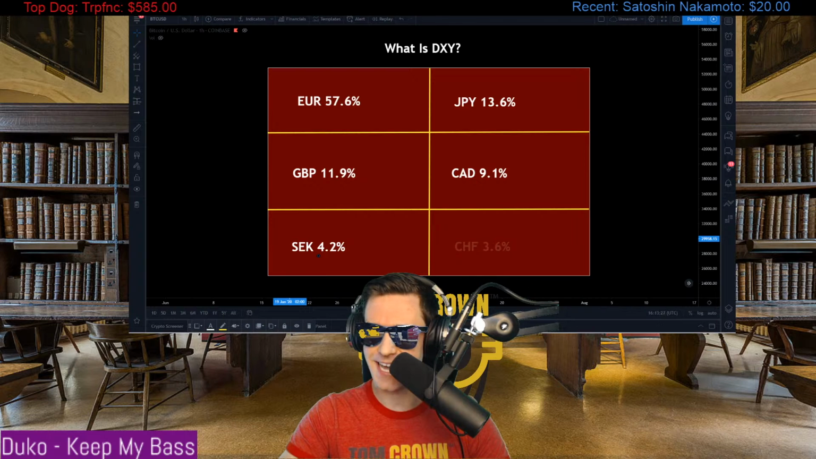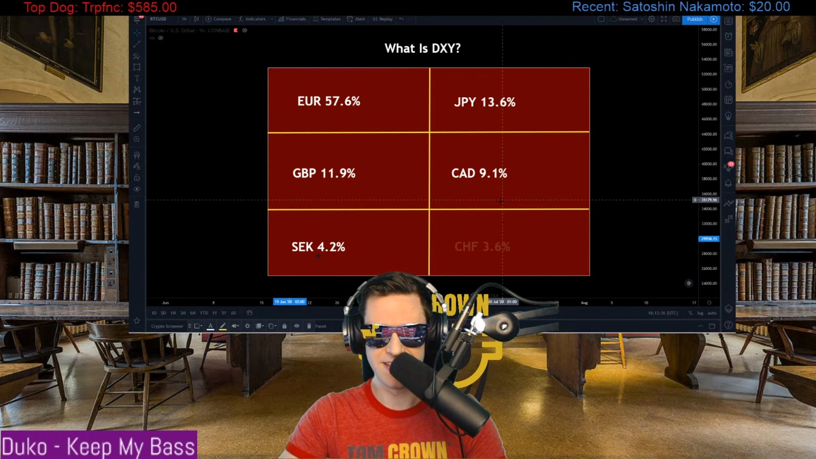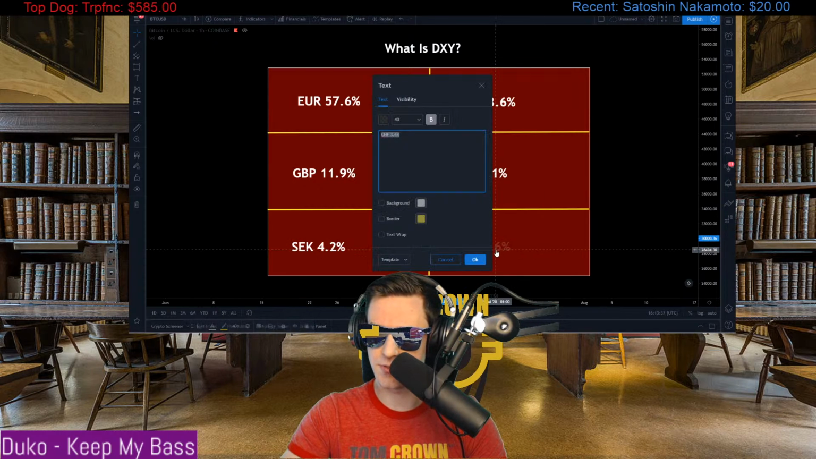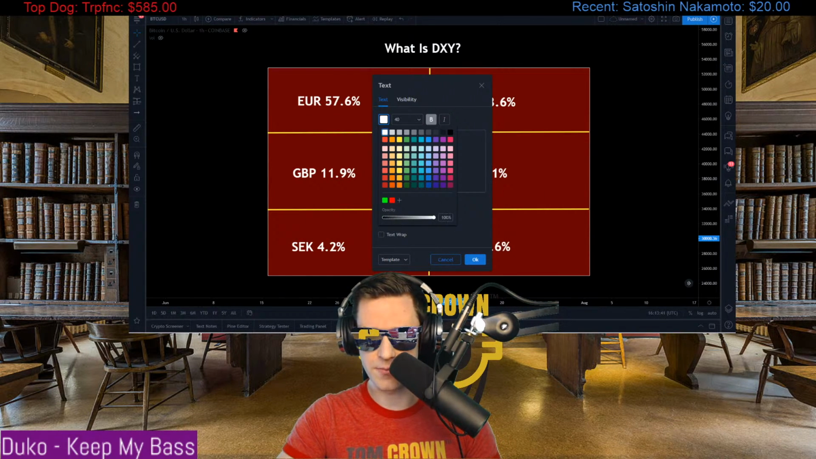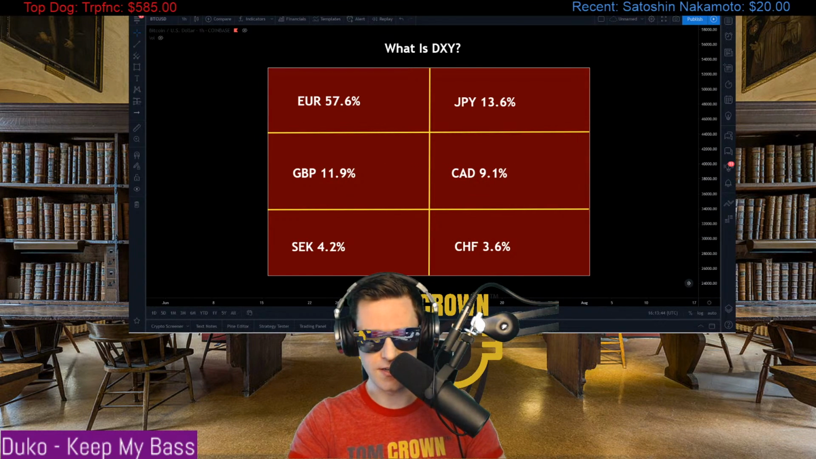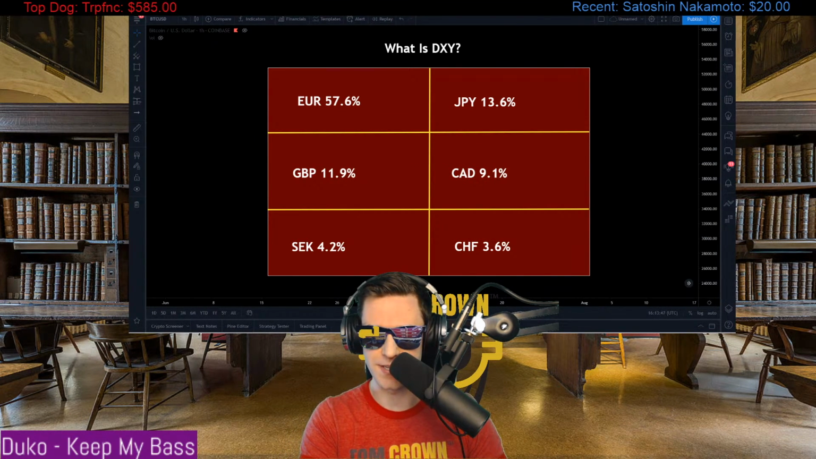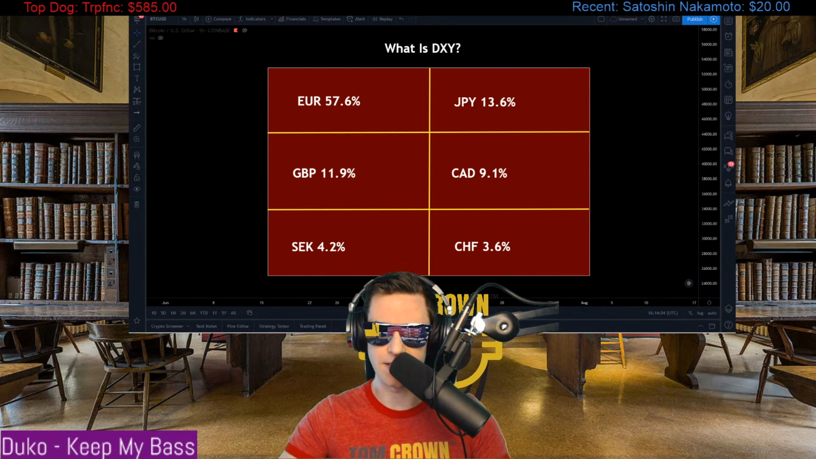The SEK, I believe it's the Swiss crown. The SEK at 4.2% and the CHF at 3.6%. So we can see 2 currencies here that don't comprise a huge percent, but think of it this way: there's many more than 6 currencies out there, and none of the other ones are included. So even though it's only 4.2 or 3.6%, they're counted much more heavily in comparison to every other currency that's not involved whatsoever.